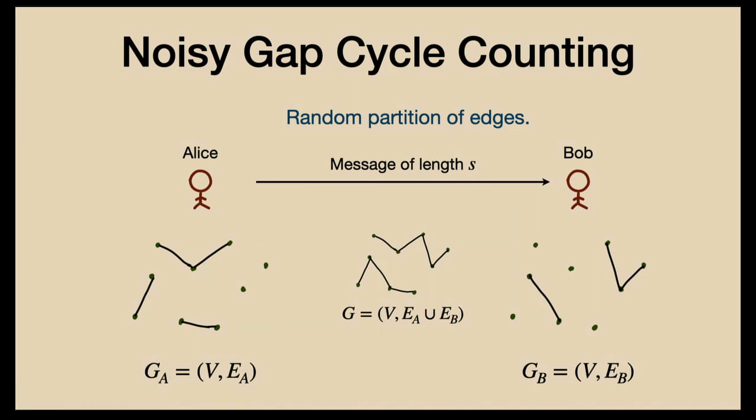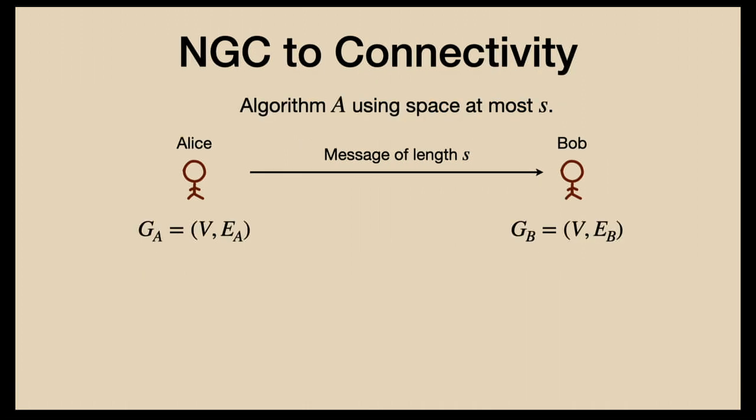So is the question clear? You have a graph which is an instance of NGC. Just split the edges randomly into half. Give one to Alice, one to Bob. Okay. So let's keep going.